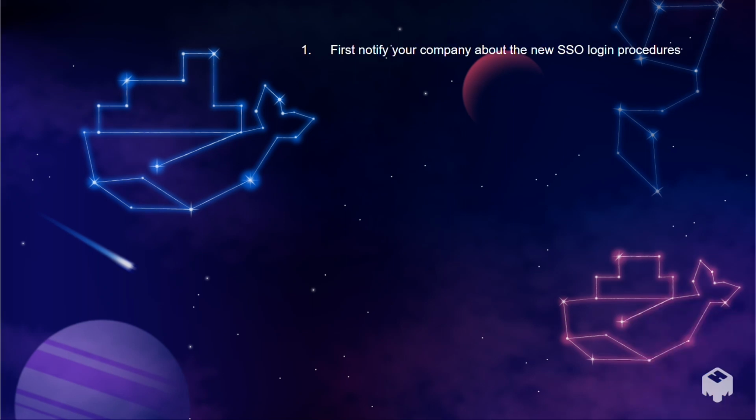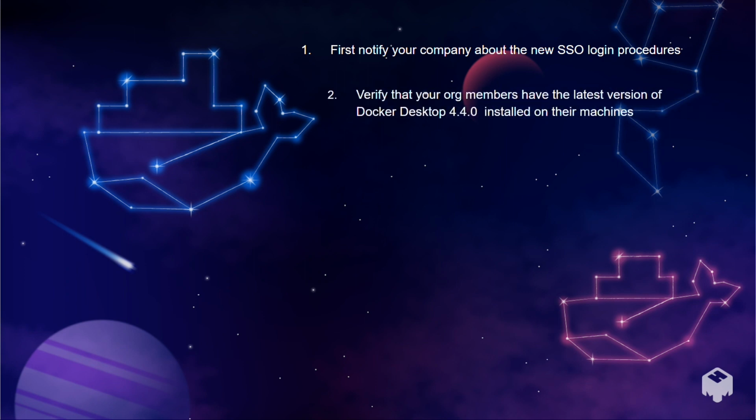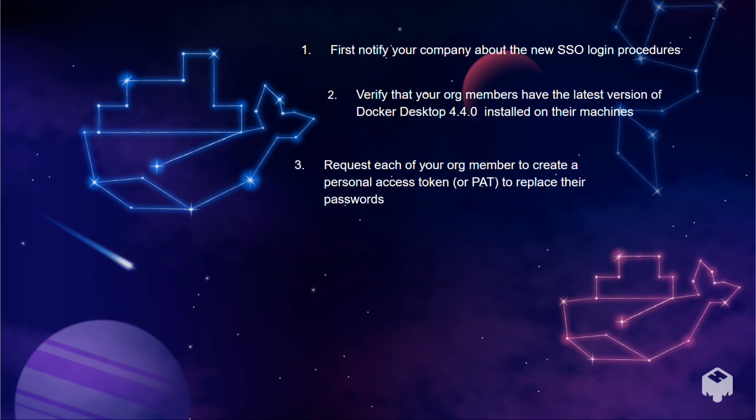Before getting started, make sure you have the following. So first, what you want to do is notify your company about the new SSO login procedures. And then you want to verify that all of your org members have the latest version of Docker Desktop, which at the moment is 4.4.0, and make sure that it's on their machines. Also, you want to request that each of your org members create a personal access token, or a PAT, to replace their passwords if they want to work in the CLI. And then you want to confirm that all of the CI/CD pipelines have replaced their passwords with PATs.